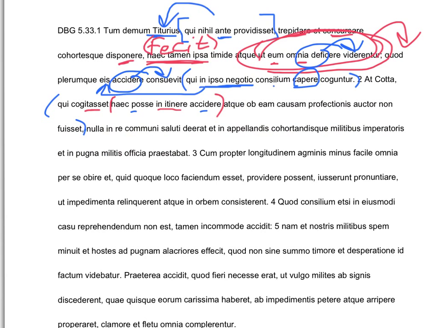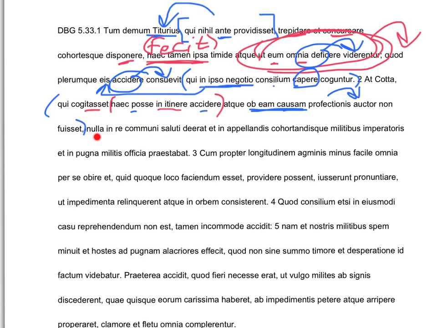ob eam causam profectionis auctor non fuisset, so we're completing that relative clause. Notice ob eam causam is a prepositional phrase, on account of this thing, and then we have a genitive, which goes with auctor, and a nominative here, so we've got a linking verb, who was not an originator of the setting out on account of this thing. But Cotta, who did all this stuff, and on account of that, was not the originator or somebody who supported the idea of leaving from the winter quarters. Isn't that awesome? Caesar gave us Cotta as a subject and this ginormous relative clause, but we still haven't gotten to the verb to show what Cotta is doing yet. We'll have to wait and see.